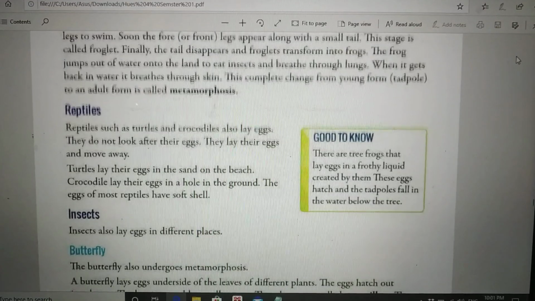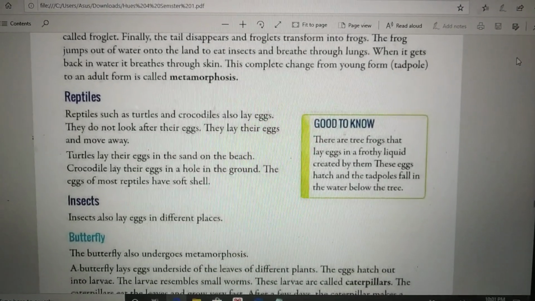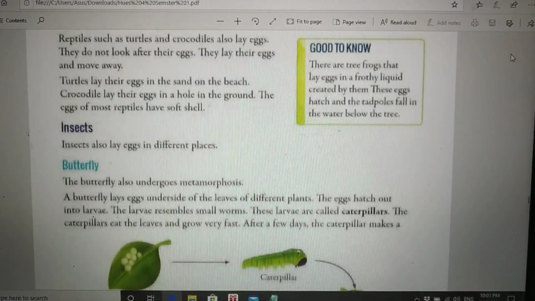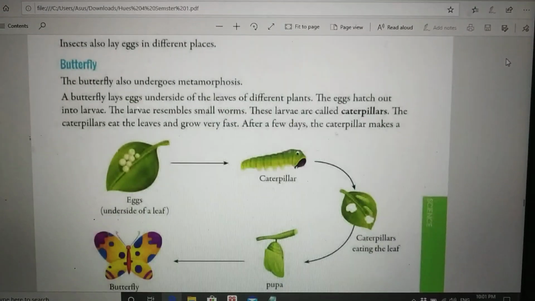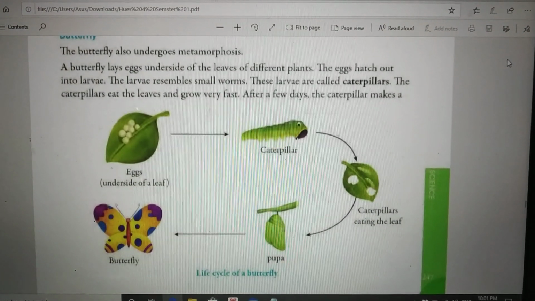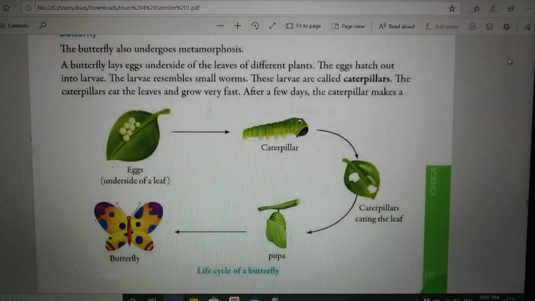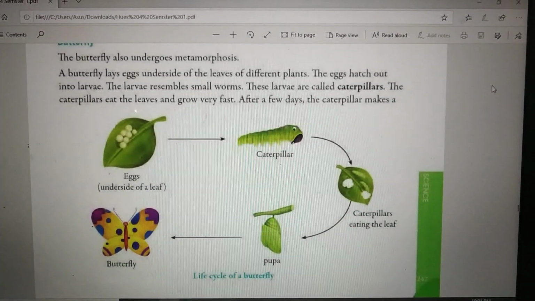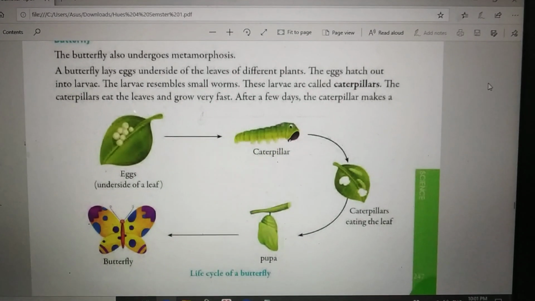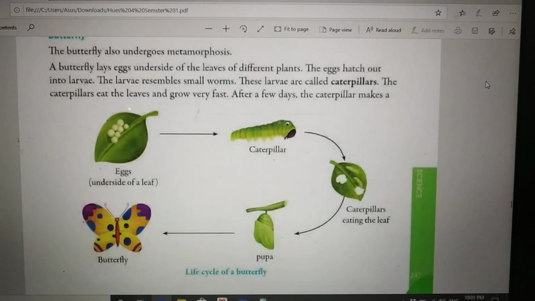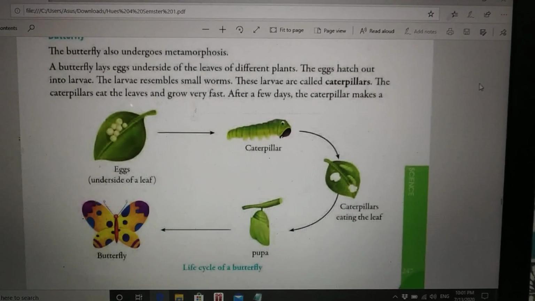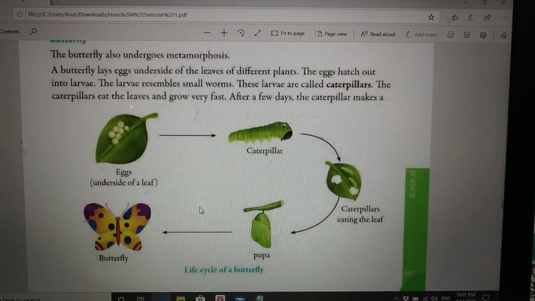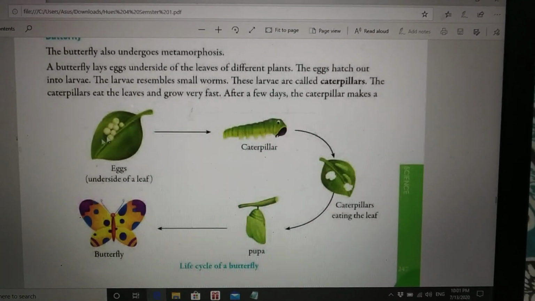The butterfly also has a metamorphosis process. That means it lays eggs on the underside of a leaf. As new leaves are coming out, on those the butterflies lay eggs, and on that plant the egg hatches out into a larva. You can see the picture over here. Can you see the eggs on the leaf?